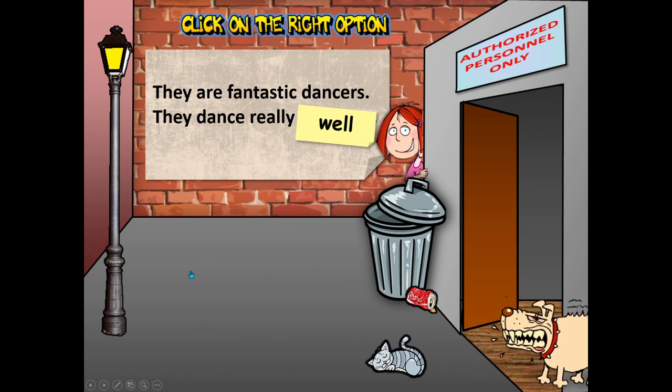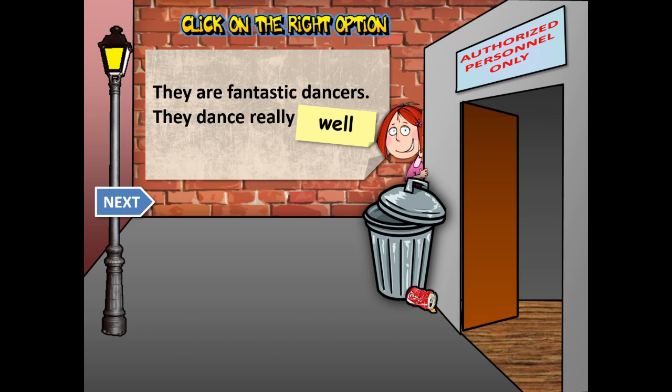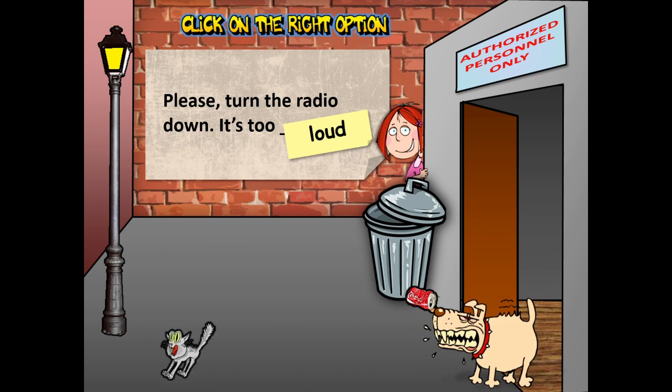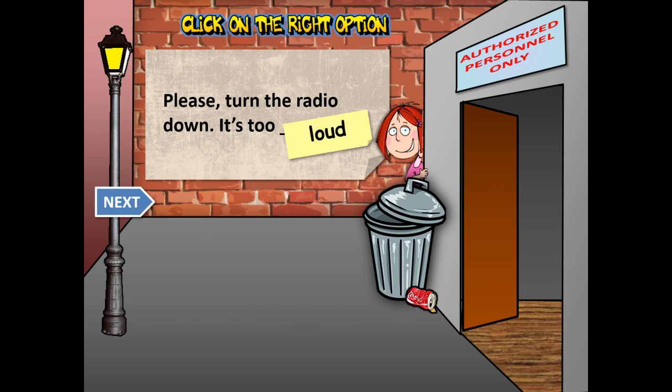Okay. In this sentence, we want to use the phrase well. Next. Please turn the radio down. It's too loud. Loudly. Okay. Loudly is the adverb, but in this sentence we need to use the adjective to describe the radio. So the answer is loud.